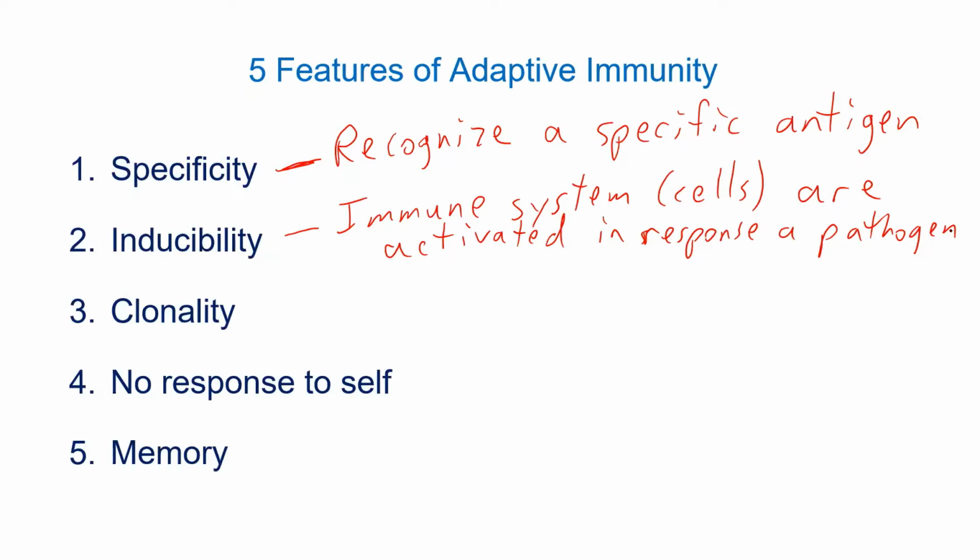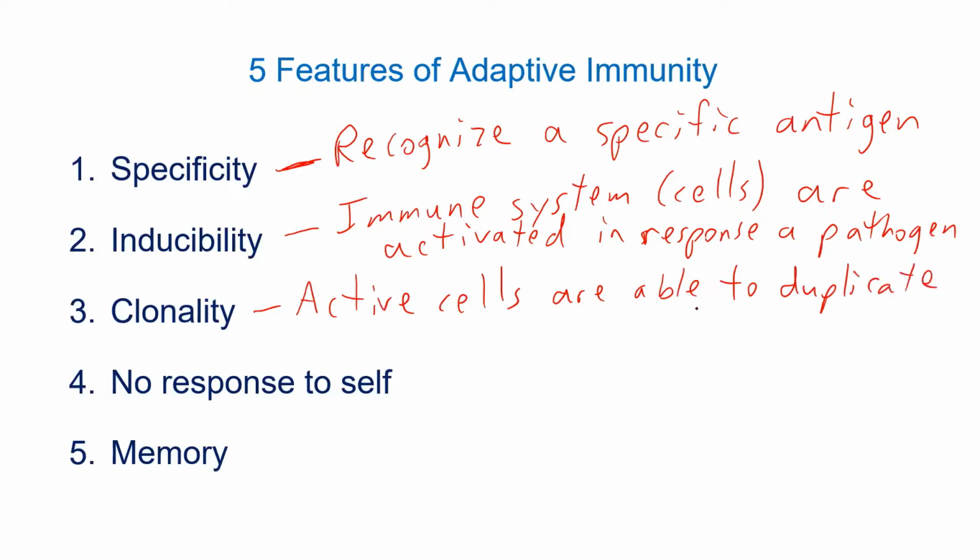Number 3, clonality. So what do we mean by clonality? A clone is basically a genetic copy of something that's genetically identical. So this means that our active cells are able to make clones of each other. So we can say that active cells are able to duplicate themselves.